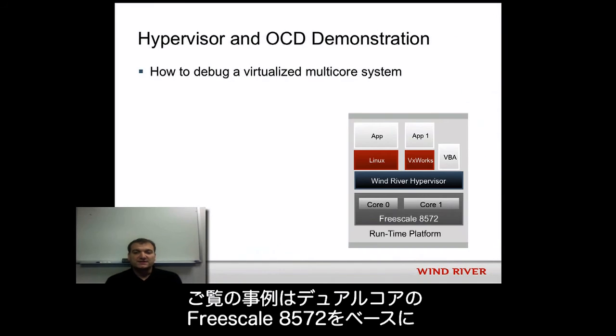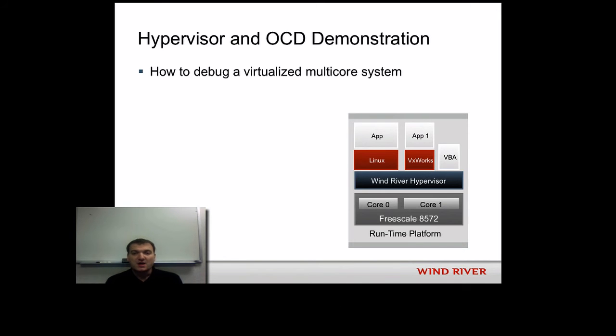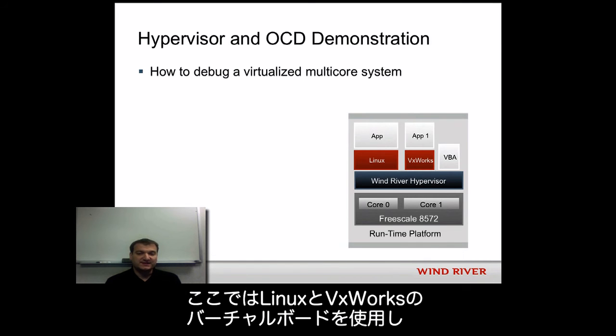In this demonstration, I want to show you a few options of how to debug a multi-core system. Say I have a system such as a Freescale 8572 depicted here, which is a dual-core system. On top of these dual cores, I run my Wind River Hypervisor, which provides partitioning capabilities. And on top of that hypervisor, I can create multiple different virtual boards. And in this particular demo, I'll use one Linux virtual board.